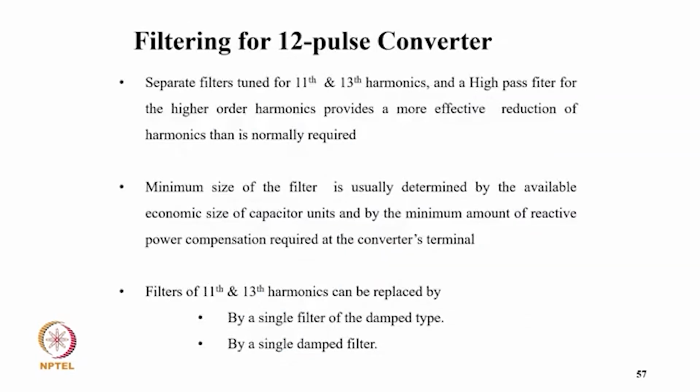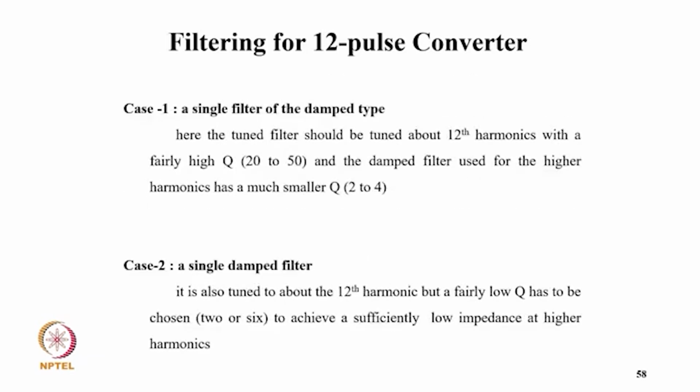So coming to filtering of the 12 pulse converter, separate filters tuned for the 11th and 13th harmonics and a high pass filter for the higher order harmonics provide a more effective reduction of harmonics than is normally required. The minimum size of the filter is usually determined by the available economic size of capacitor units and by the minimum amount of reactive power compensation required at the converter terminal. The filters for the 11th and 13th harmonics can be replaced by a single filter of the damped type, a single damped filter.